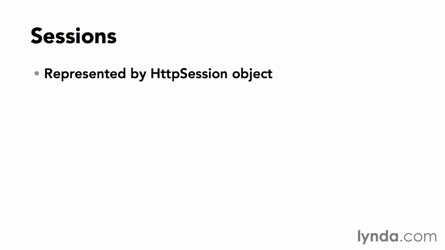Sessions in servlets are represented by the HTTP session object, which is an object that contains basic information about the session. To access this object, use the getSession method of a request object. This will either return the current session associated with the request, or if it doesn't have a session, this will create a new one. Once a session has been created, you can associate object-valued attributes with it.